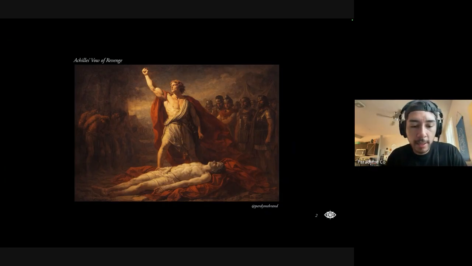The moment shows a shift. Achilles is no longer withdrawn, but fully re-entering the war with purpose. His words carry both love and brutality, blending mourning with vengeance. From here on, his actions will be driven by both honor and rage.